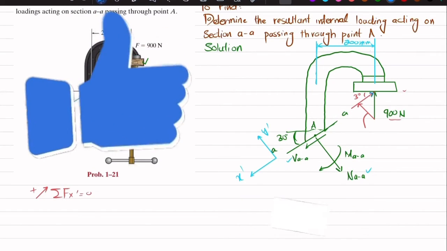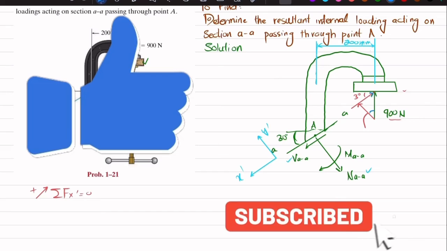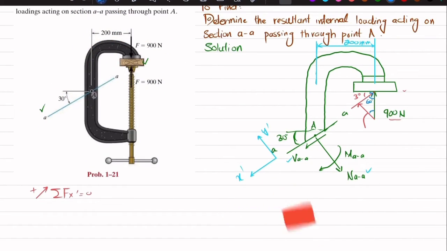Clear? So what will be this angle? This angle. So you can see this is 30, this will be 60 degree, so this will also be 30 degree. So this component will be equal to 900 into cos of 30 degree, and this component will be 900 into sine of 30 degree. So we will apply equations of equilibrium.